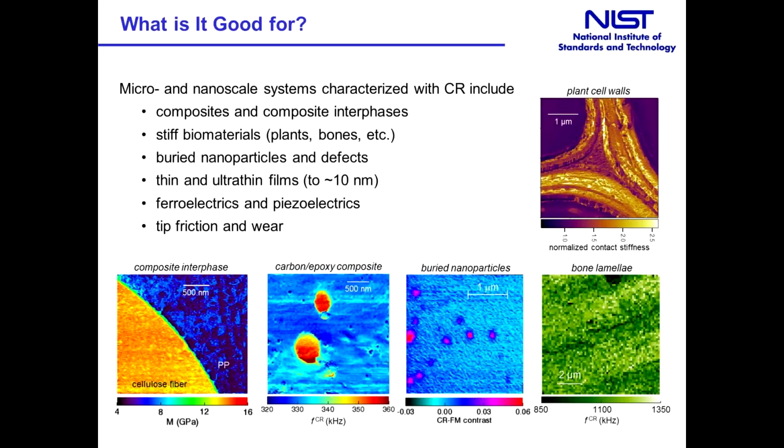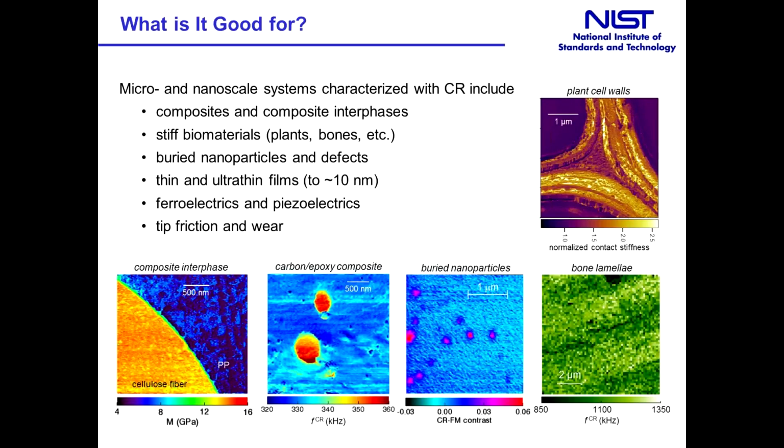So contact resonance techniques like the ones I've just described have been used to characterize the mechanical properties of a wide range of materials and systems. The examples shown here are our own results, and they include composites and composite interphases, buried nanoparticles, and stiff biomaterials such as bone and plants.